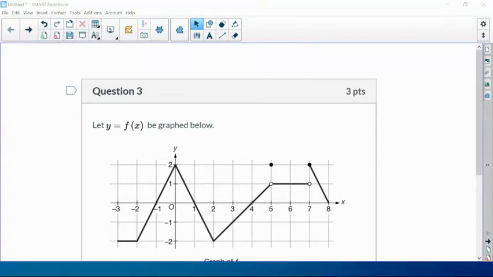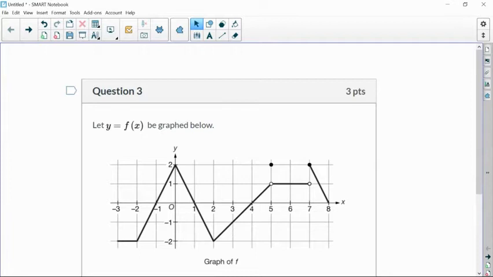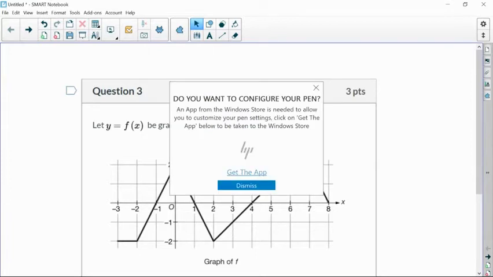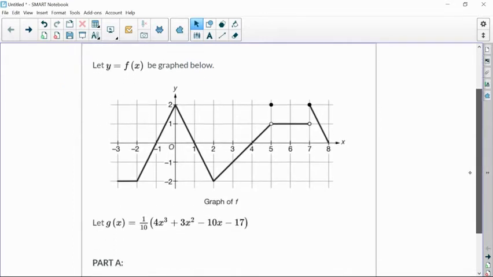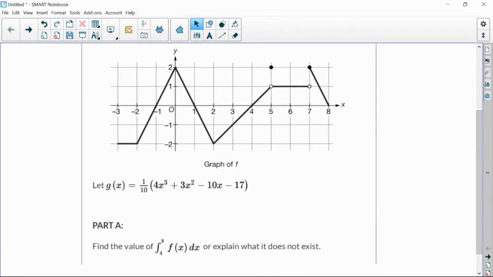Okay, so I wanted to just talk about some of the most missed questions on the quiz you took this weekend. I'll highlight a few that I thought were really good, and things that you should be reminded of, things that a lot of students had missed. One of the first ones was question number 3, part A, where it says find the value of the integral from 4 to 8 of f of x, or explain it does not exist.